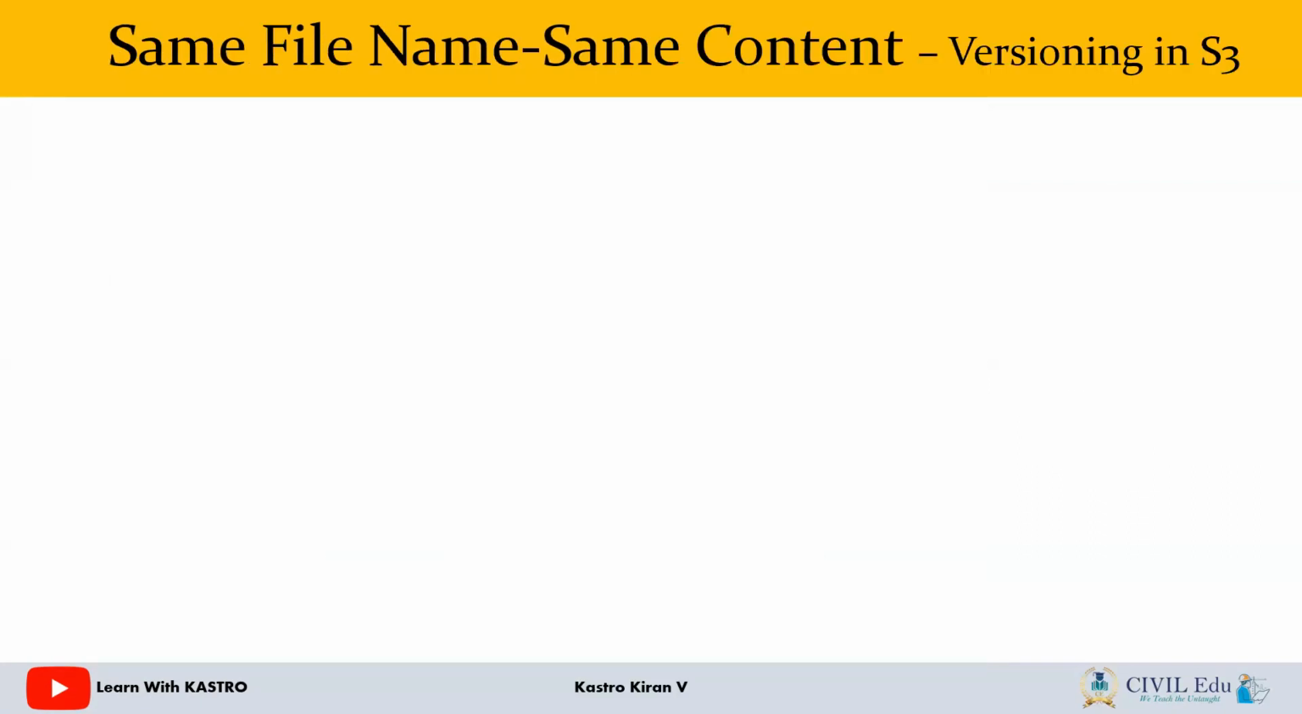When talking about the S3 versioning concept, we talked about two different scenarios. One is the same file name with the same content, and the second scenario is the same file name with different content. First, let us understand what will happen when you upload an object into the versioning enabled bucket which has the same file name and also the same content inside it.